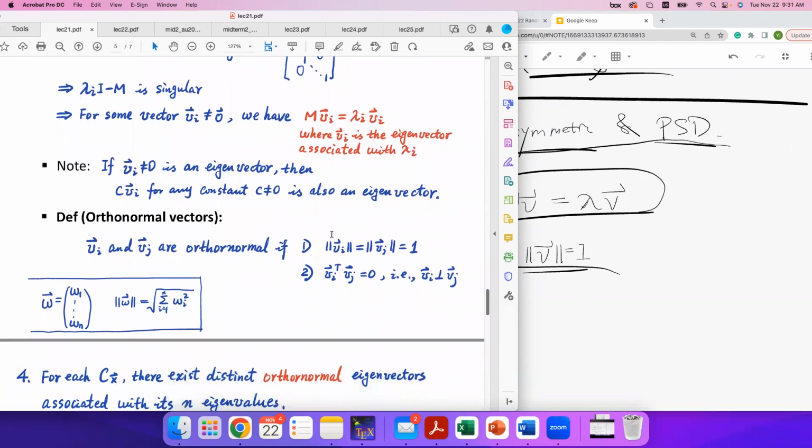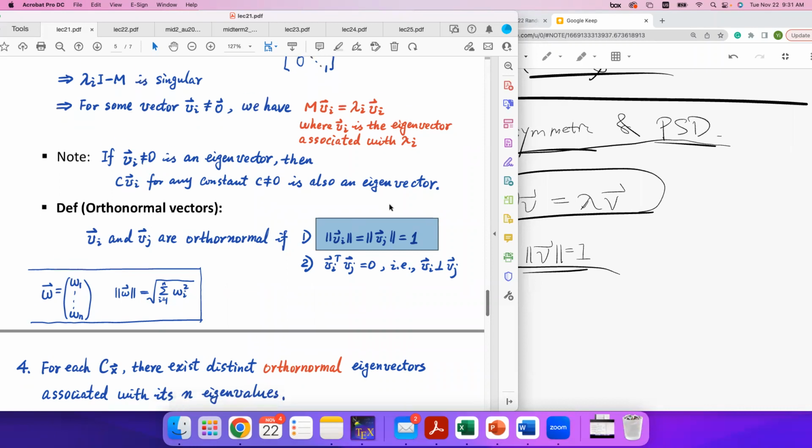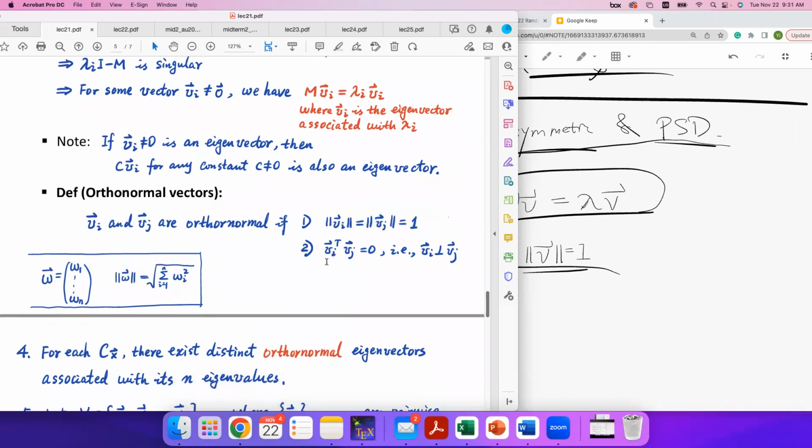And in particular, these eigenvectors are pairwise orthogonal. First of all, all these eigenvectors have unit norm, so they are standard vectors with normalized norm, and they are orthogonal to each other. In this sense, v i transpose v j, the dot product between v i and v j, is 0. So we call them orthogonal. So basically they form a basis, pairwise orthogonal and with unit norm.